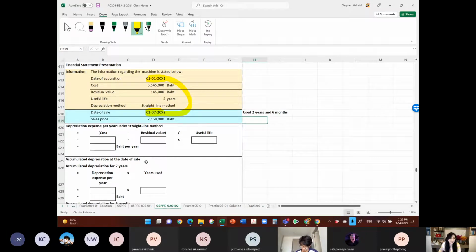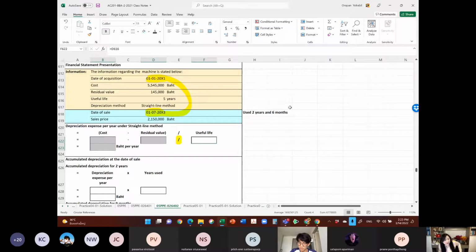So this is a typo, so you change it for me please here. Typo. Can anyone tell me the depreciation per year under the straight line method? Depreciation per year, how much is it?